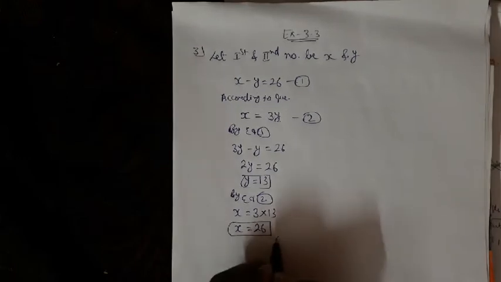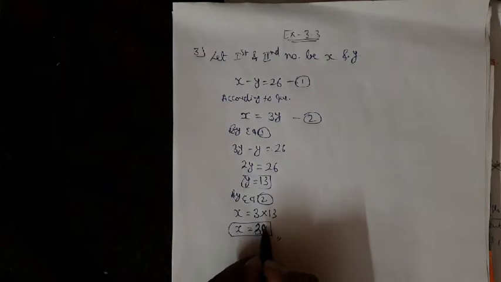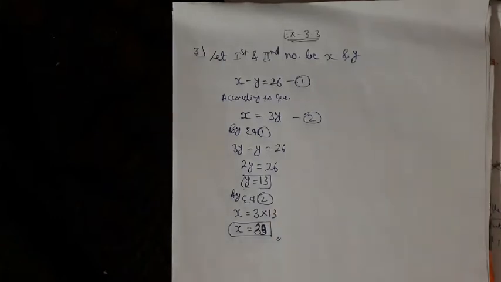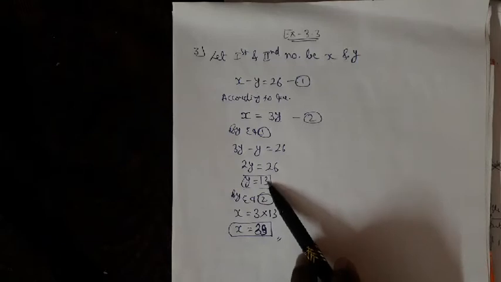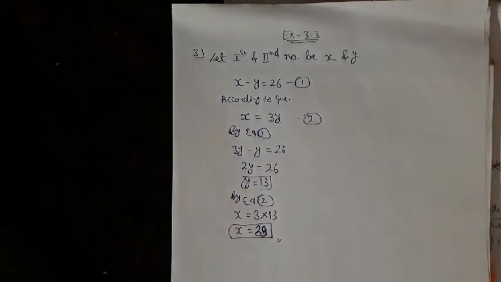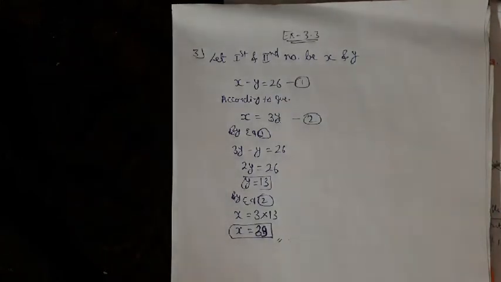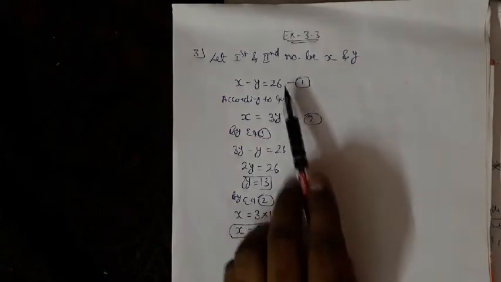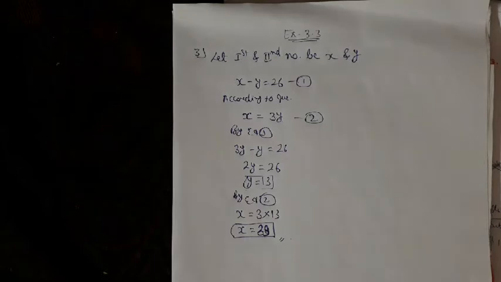So here we have the two numbers. If we check, in the question they have told that the difference between two numbers is 26. If I subtract 13 from 39 I get 26. So this is correct. In the question they have given two numbers, their difference 26, and one number is 3 times the other number. So I have the first and second equation. I solved these equations by substitution method, and this was the solution of the first one.